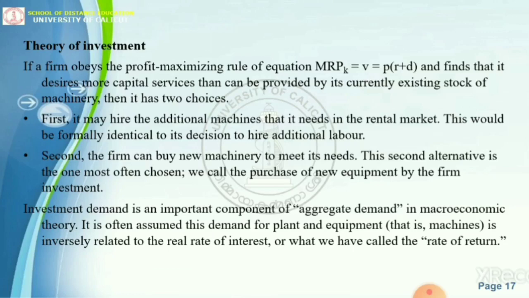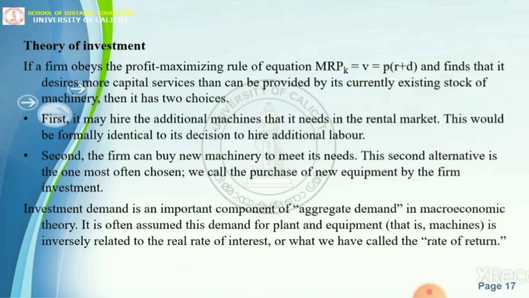First, it may hire the additional machines that it needs in the rental market. This would be formally identical to its decision to hire additional labor. The second thing is that the firm can buy new machinery to meet its needs. The second alternative is the one most often chosen. We call the purchase of new equipment by the firm investment.